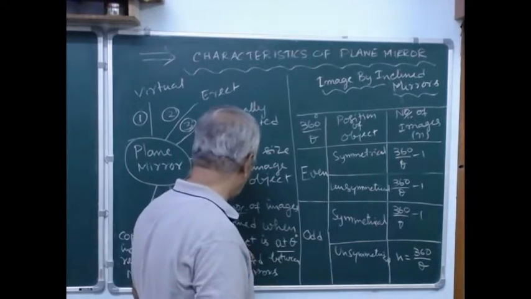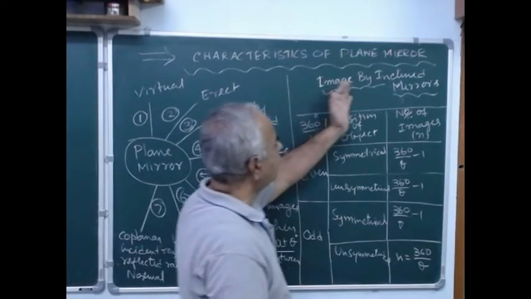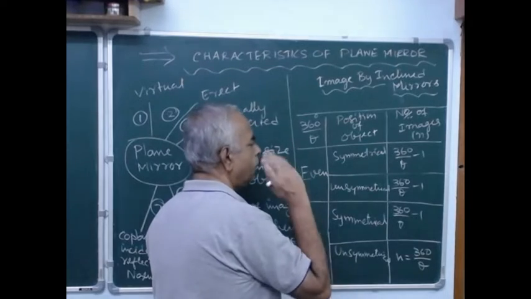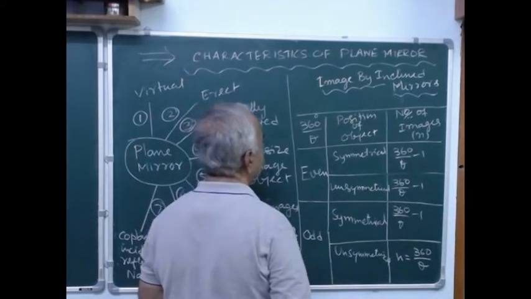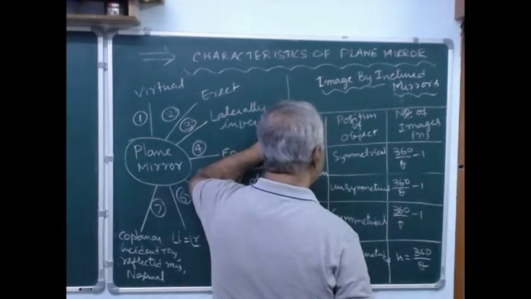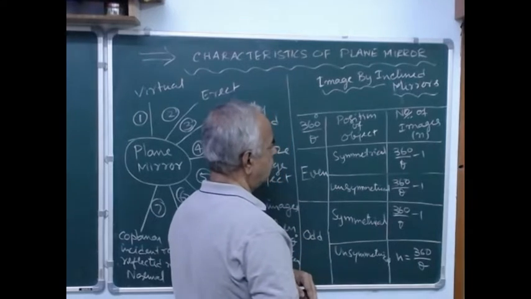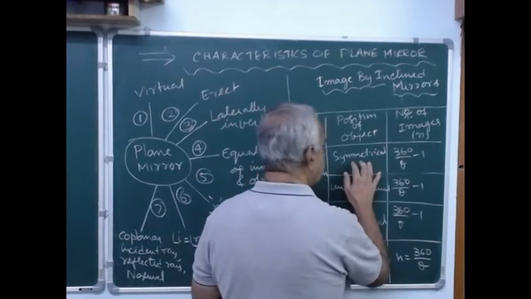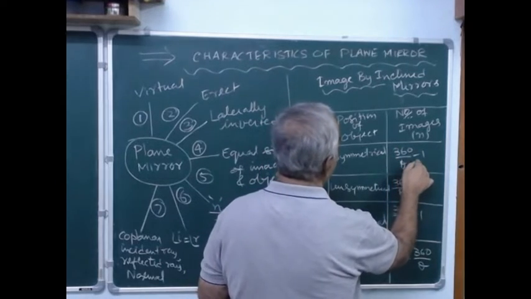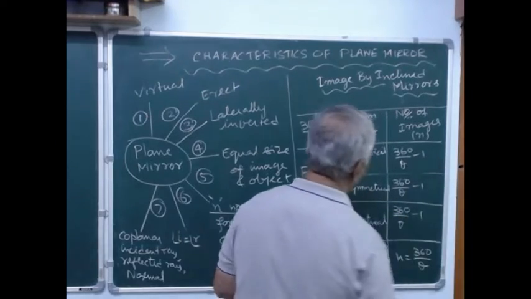Now let me talk about the n number of images, how the images are formed between two mirrors when they are kept at an inclined angle. If it is kept at an inclined angle theta, take the ratio 360 divided by theta. So when it gives an even number, and if it is symmetrical, you will get 360 divided by theta minus 1 number of images.